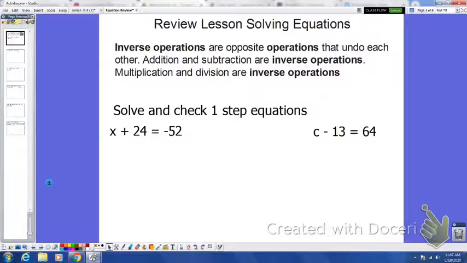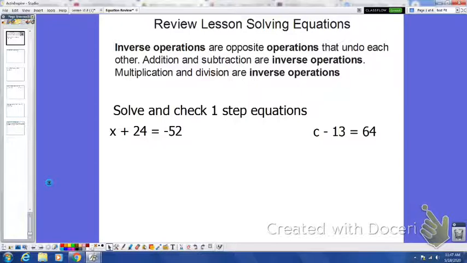So, review solving equations. We have inverse operations, which are opposite operations that undo each other. So, addition and subtraction are inverse operations, multiplication and division are inverse operations. We're going to start off here really focusing on those inverse operations by going through the 4 different one-step equations that you might see. So, in our first one, we have x plus 24 equals negative 52.